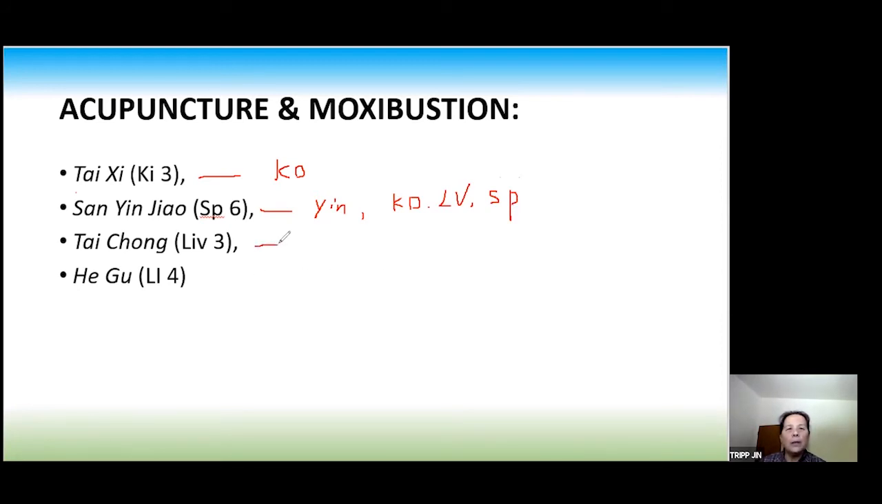And Liver 3, the liver yuan source point, tonifies the liver. And LI 4, we can think about putting it together with Liver 3. Generally called the four gates. So that's basically how we treat these patients. Usually combining herbs with acupuncture together gets a better result.